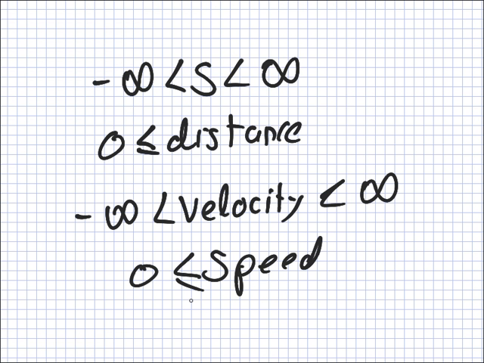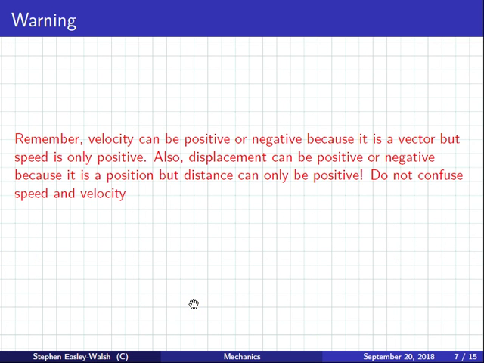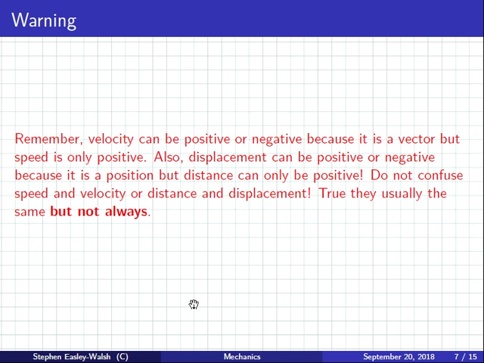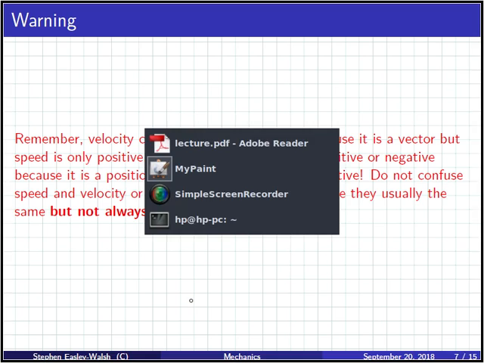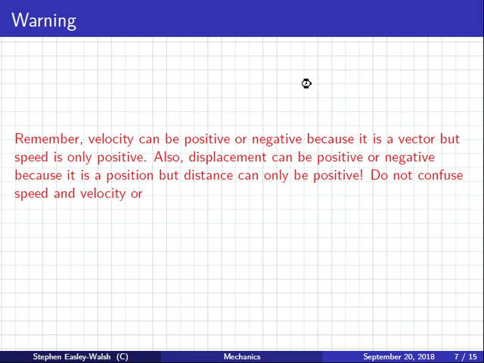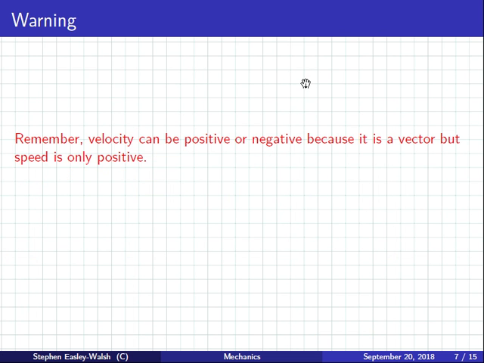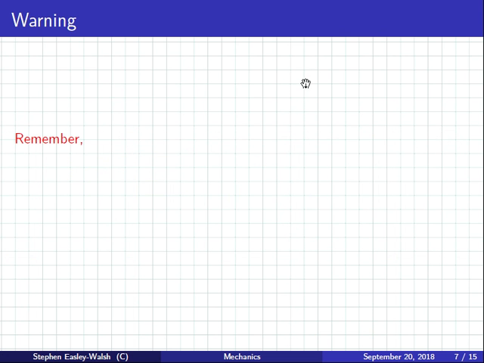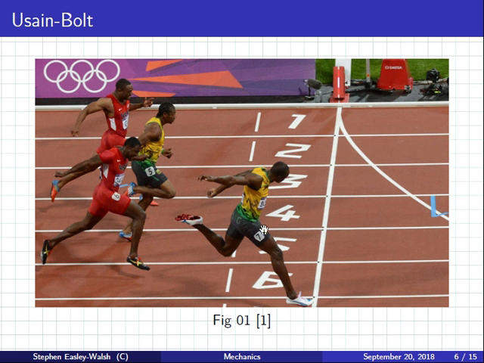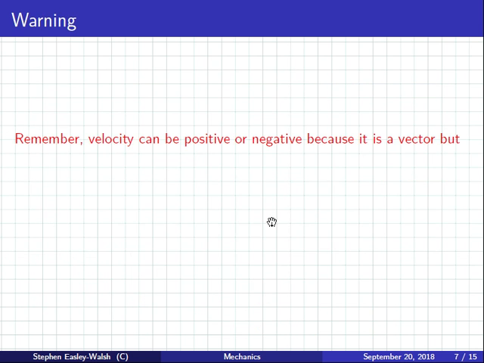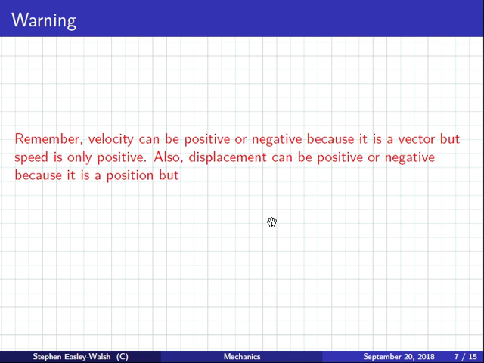Okay, good, right. Now, don't be confused with this. Usually this and this are the same. Like in the example, the 100 meters, the distance and the displacement are both 100. Speed is also velocity, positive.